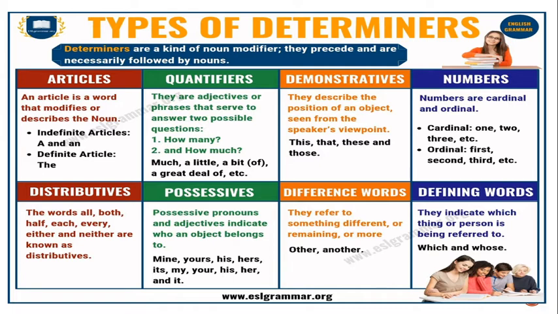Next, difference words. These words refer to something different or remaining or more: other, another. These words are determiners. Next, which, because they indicate which thing or which person is being referred to. So determiners are a kind of noun modifier. They precede and are necessarily followed by nouns.